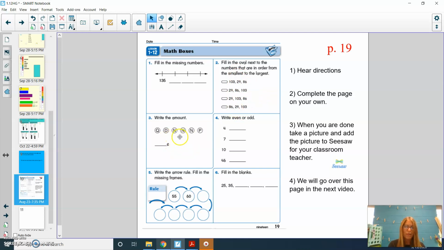Number 3, write the amount of money. Write even or odd for each of these numbers for number 4. For number 5, you need to figure out the rule and then plug in those missing numbers. And then for number 6, you need to fill in the blank. So take a look. What do you think they're counting by? And then tell me the next 3 numbers.